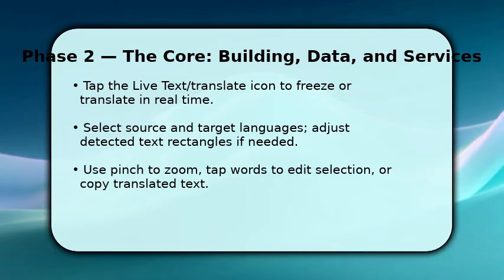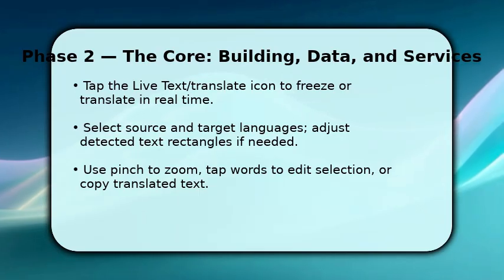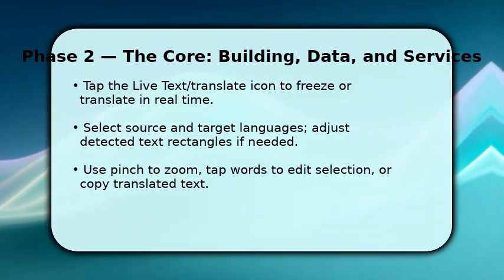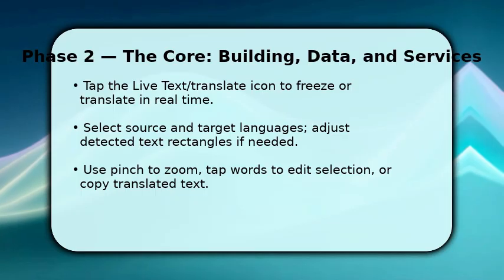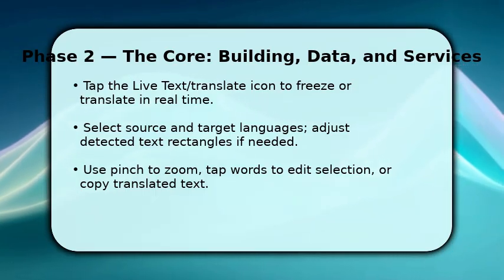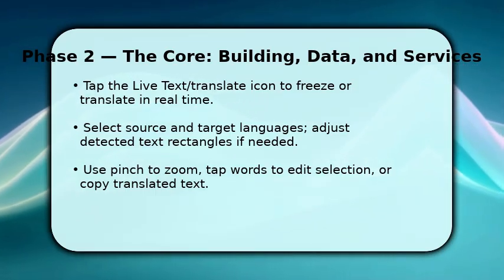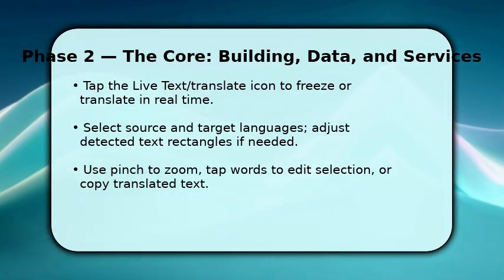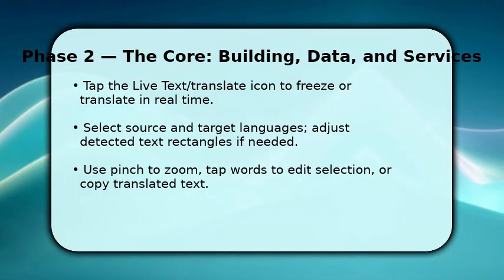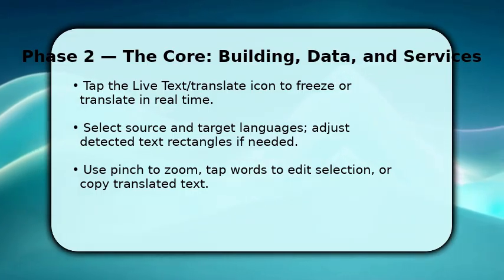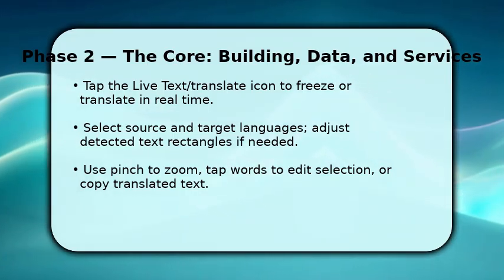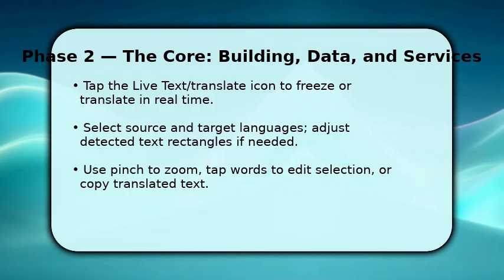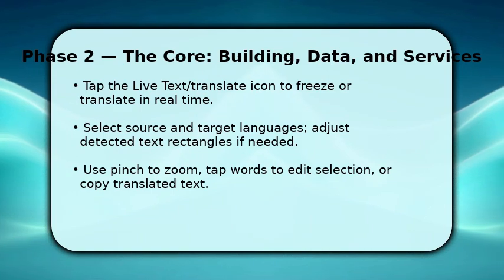Now you capture and convert. Tap the live text or translate icon to either freeze the frame or translate in real time. This yields immediate results. Select the source and target languages manually so the engine doesn't guess incorrectly, and drag the detection boxes to include only relevant lines. That reduces errors. Once translated, pinch to zoom for readability, tap words to refine selection, and copy or share the translated text for use in messages or notes.